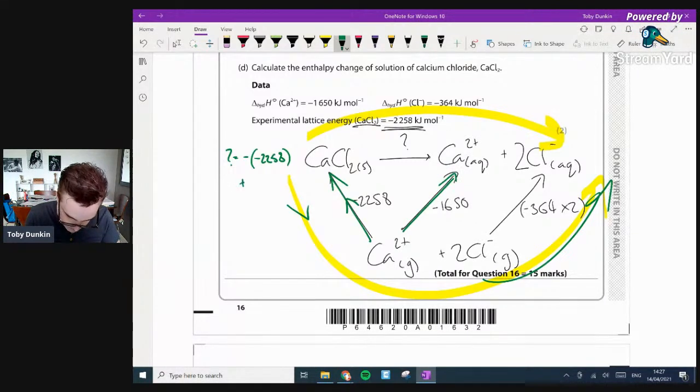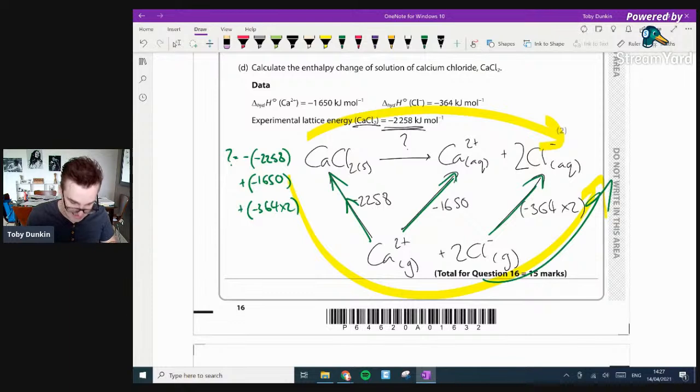This one's with me, so plus (minus 1650). This one is also with me, so plus (minus 364 times 2). And just simply run that through my calculator in a straight line. So calculator on, minus (minus 2258) plus (minus 1650) plus (minus 364 times 2) equals, and I get an enthalpy of solution of minus 120 kilojoules per mole.